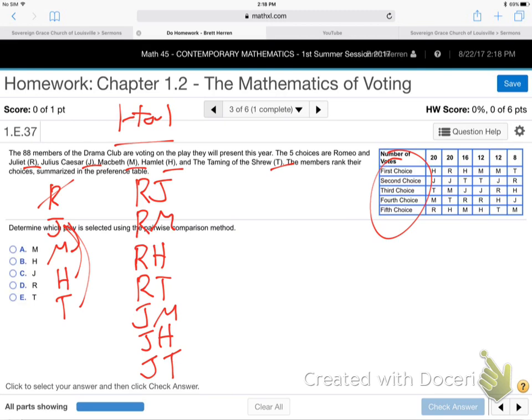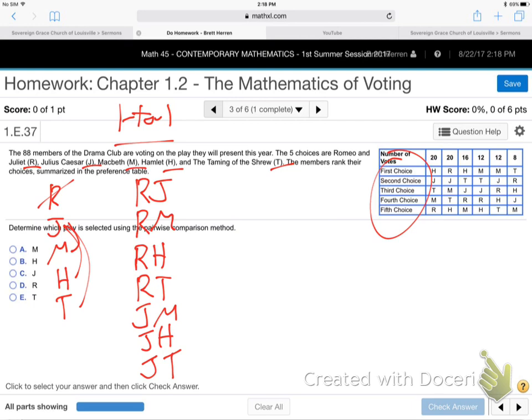I'm going to ask the class, the drama club: Hey, drama club, would you prefer to do Romeo and Juliet or Julius Caesar? They all vote, as if it just came down to those two, a one-to-one tennis tournament thing. Then, what if it was Romeo and Juliet versus Macbeth? What would you prefer? And on down the line.